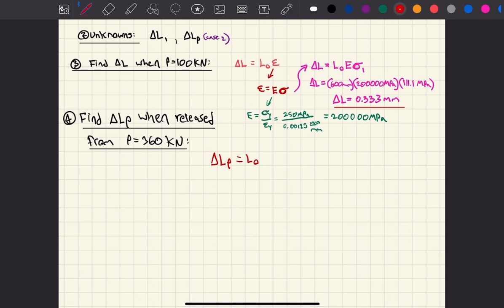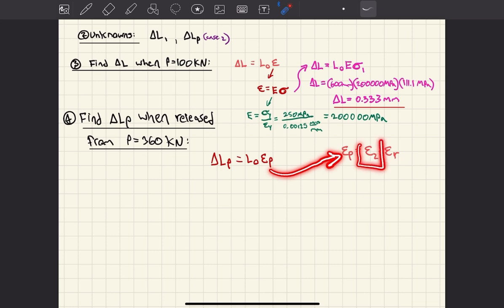Okay, so let's write down that formula. We know that the permanent strain is equal to our total strain minus our recovery strain. Again, in this formula, we're going to use the permanent strain because we want to find the permanent deformation. Do we have L naught? Yes, we do. Sorry about that. Do we have the elastic strain or the permanent strain? Well, I know the formula for it, but I don't know it exactly.